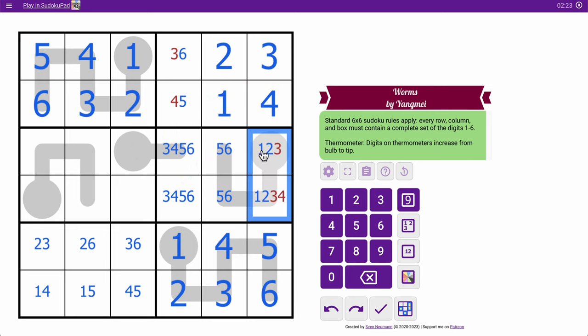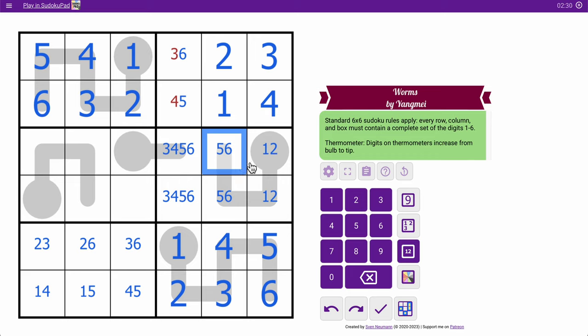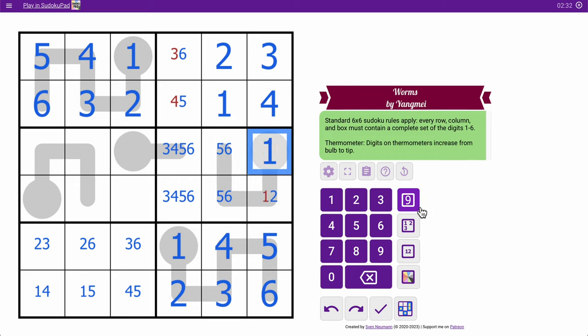Whoops. Okay, that's not 3, that's not 3 or 4. 1, 2, 5, 6, well it's a 4-cell thermometer, which tells me the exact order. Okay, that's 6, that's 5. These are 3, 4.